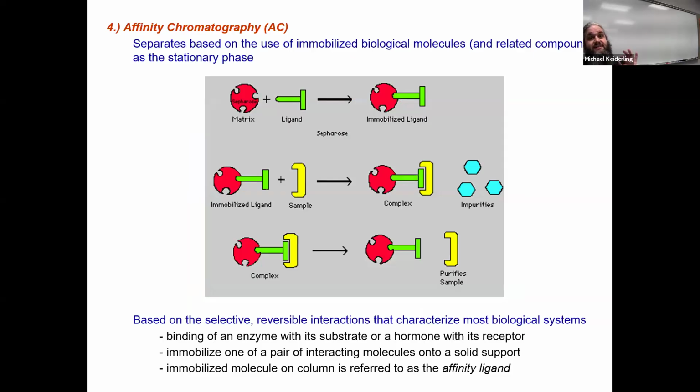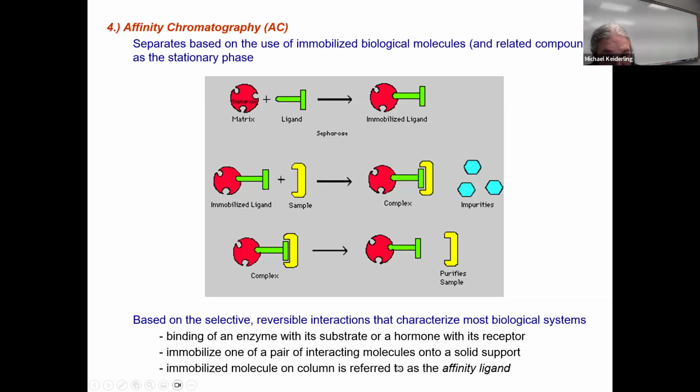Affinity chromatography separates based on the use of immobilized biological molecules and related compounds as the stationary phase. So this basically uses antibodies and antigens. You can either use antigens to identify antibodies or antibodies to identify antigens. This is based on the selective reversible interactions that characterize most biological systems, these sort of lock and key structures you get. So the binding of an enzyme with its substrate or a hormone with its receptor.